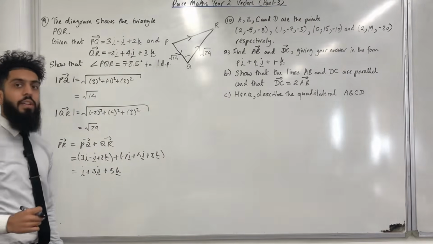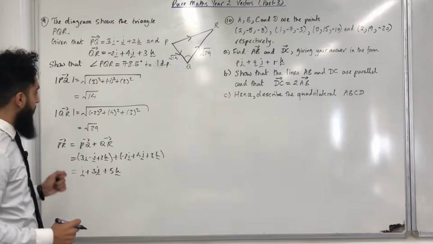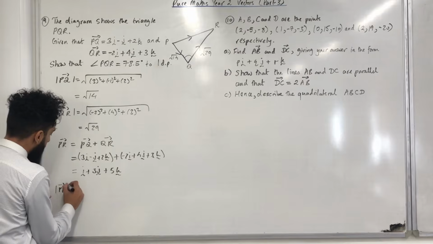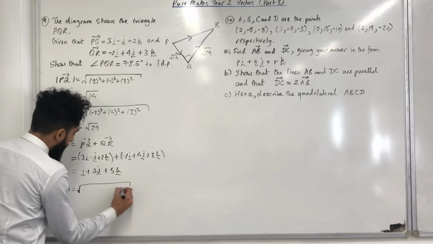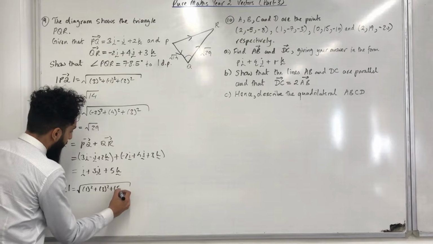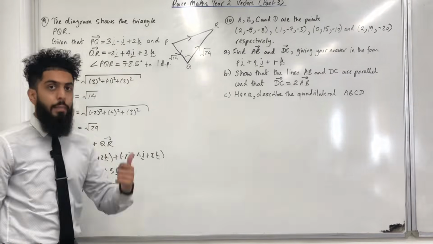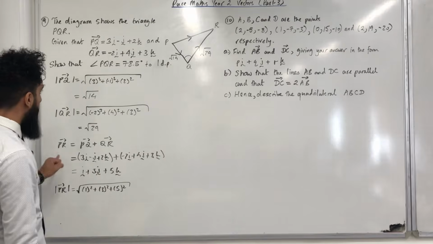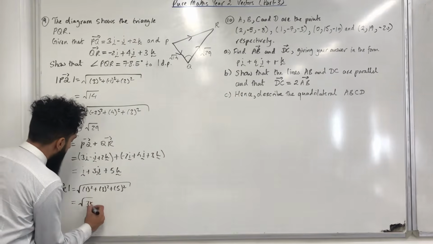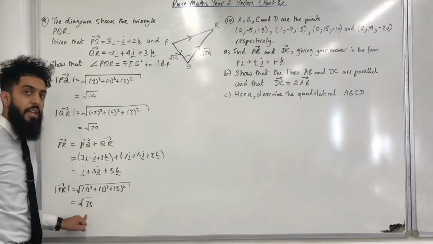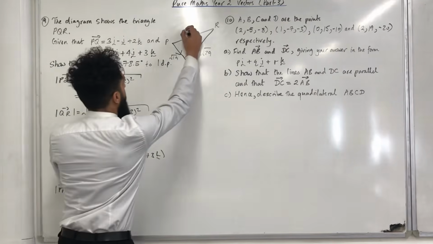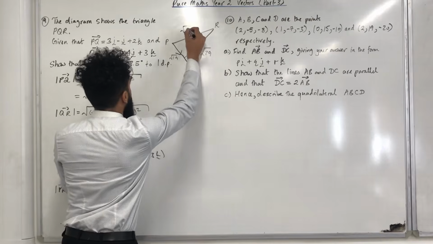Now I can calculate the magnitude of the vector PR. The magnitude of the vector PR is given by the square root of 1 squared plus 3 squared plus 5 squared. So now we can put this into our calculator, and I end up with square root 35. So square root 35 is the length PR. I can label this length: square root 35.